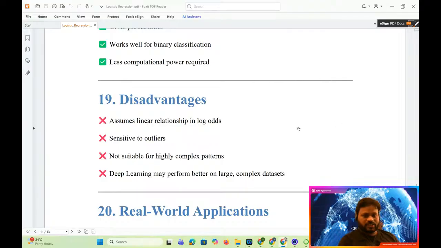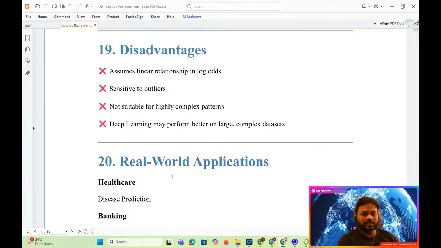It is also not suitable for highly complex patterns. Deep learning may perform better on large, complex datasets.